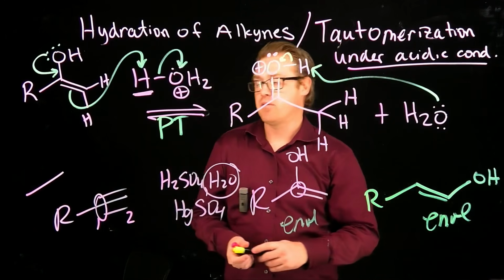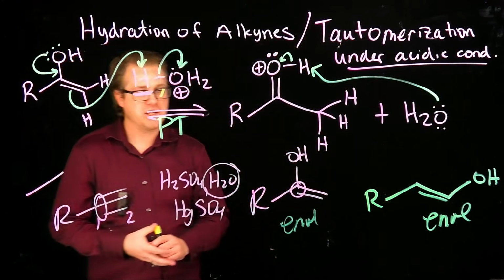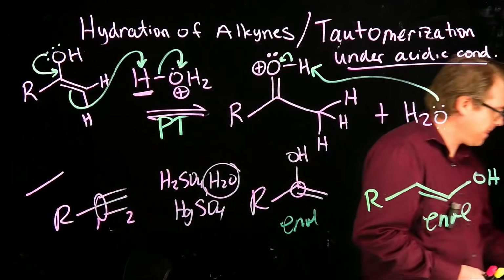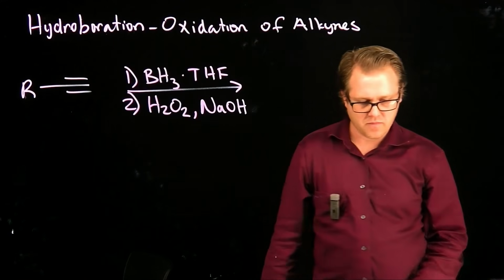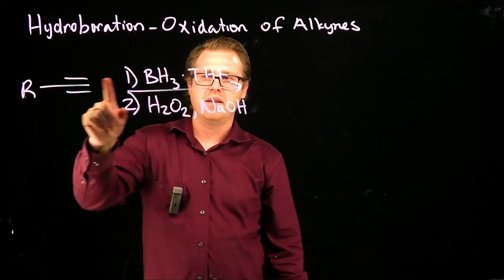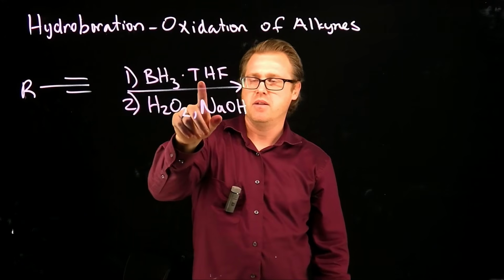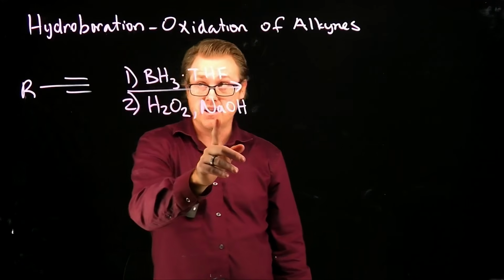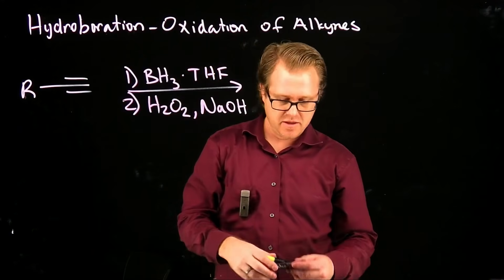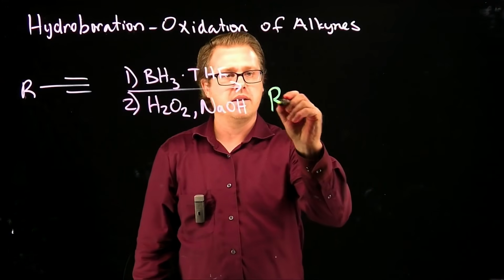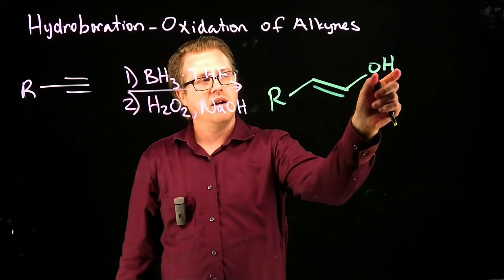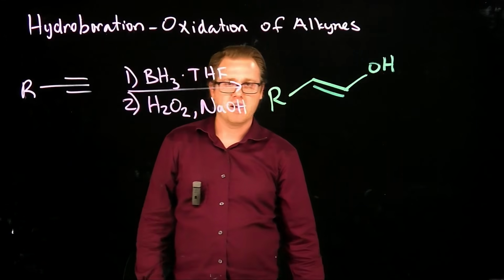And so that's the next reaction that we're going to look at. It's called hydroboration oxidation of alkynes. Now, if we take the same alkyne as we've been working with, and treat it with borane and THF, and then do a second step, the oxidation step. So step 1 is the hydroboration, step 2 is the oxidation. The product that we're going to get would be an enol, but now you see that the hydroxyl is added in an anti-Markovnikov fashion.